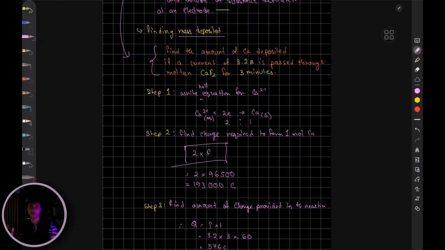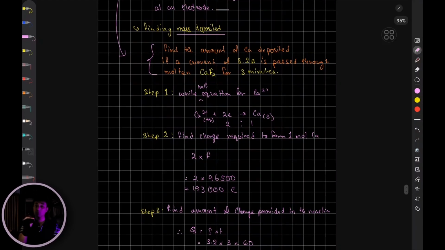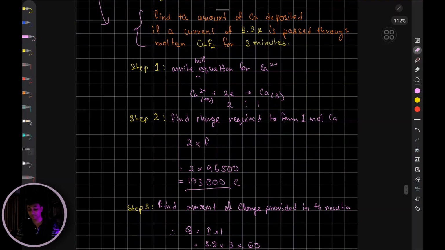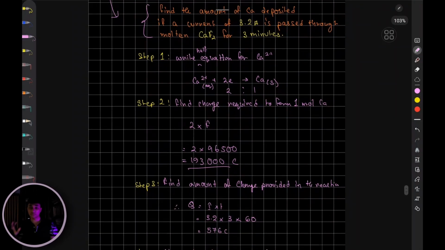Now, since you know Faraday's constant, you know the amount of charge carried by 1 mole of electrons. So if you need 2 moles of electrons to deposit 1 mole of calcium, how much charge do you need in total? You would need 2 times Faraday's constant. That gives you 193,000 coulombs. 193,000 coulombs of charge is required if you want to form 1 mole of calcium.